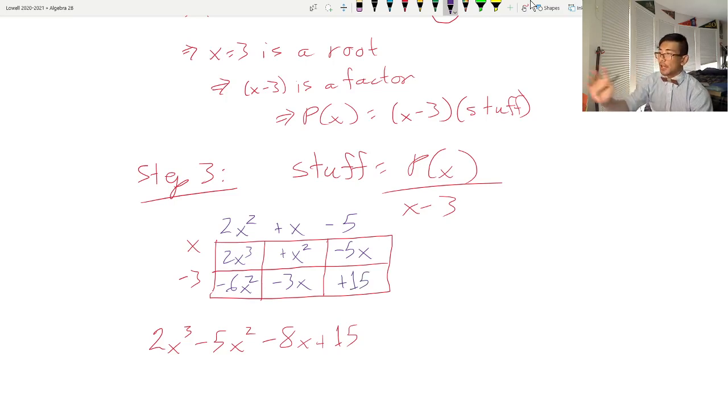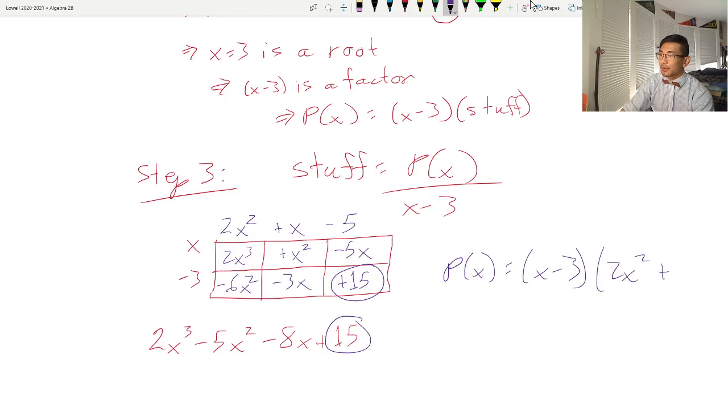By the way, with the boxes, I'm looking for this constant term to match, and then that tells me there's no remainder. If you do this division and you get a remainder that's not 0, you messed up somewhere. Because again, if it's a factor, that means there should not be a remainder. And so what we now know is that p of x is equal to x minus 3 times 2x squared plus x minus 5.